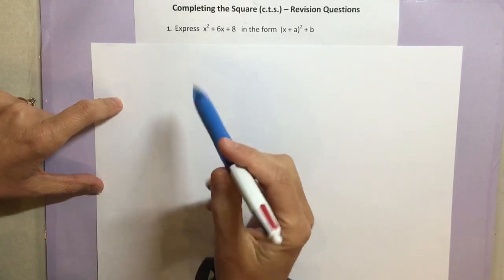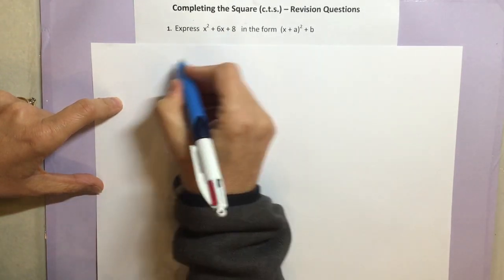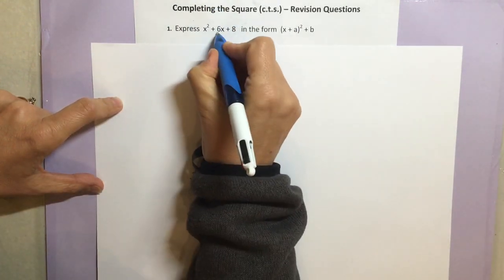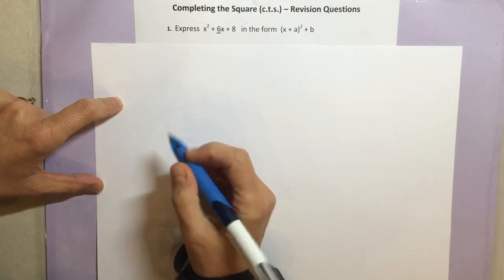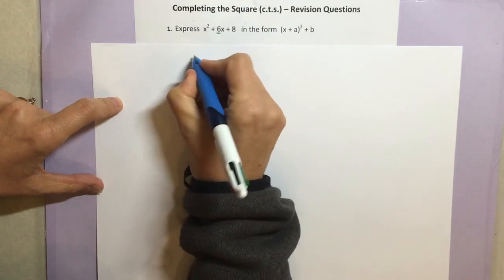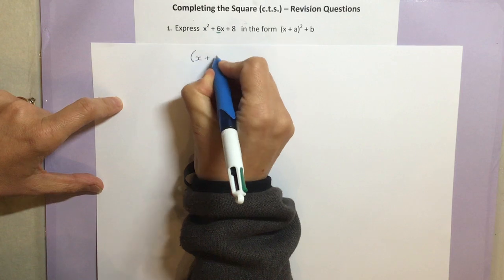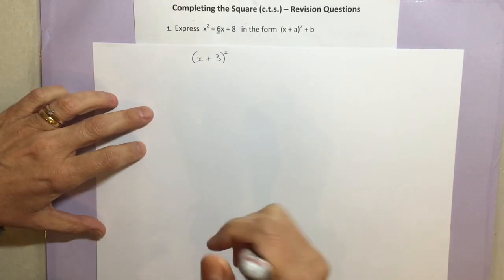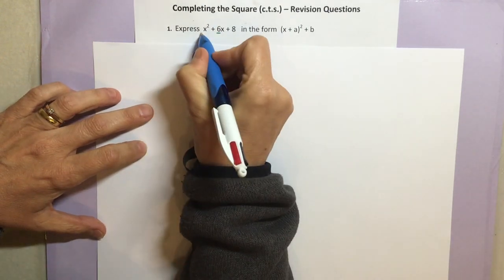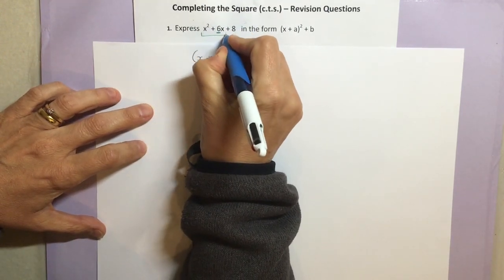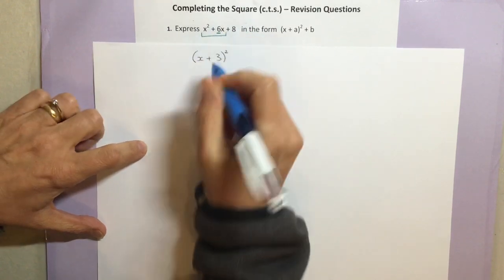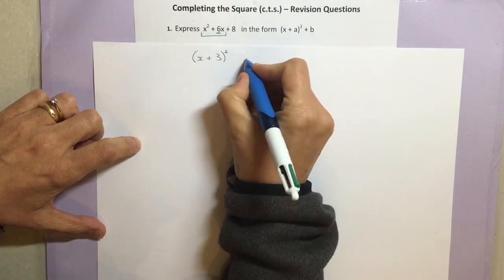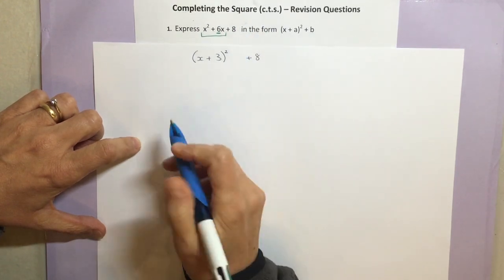Okay, so our method then for these questions is to always halve the coefficient of x. So always halve the number that's in front of the x, the number that's multiplying x. So that's going to give us, in a bracket, x plus 3 squared. And what we're looking for here is we're looking to try and sort out an expression that equals the x squared plus 6x, and then we can always then just stick this plus 8 on the end. So I'm going to do that here. Okay, so let me just do that again.